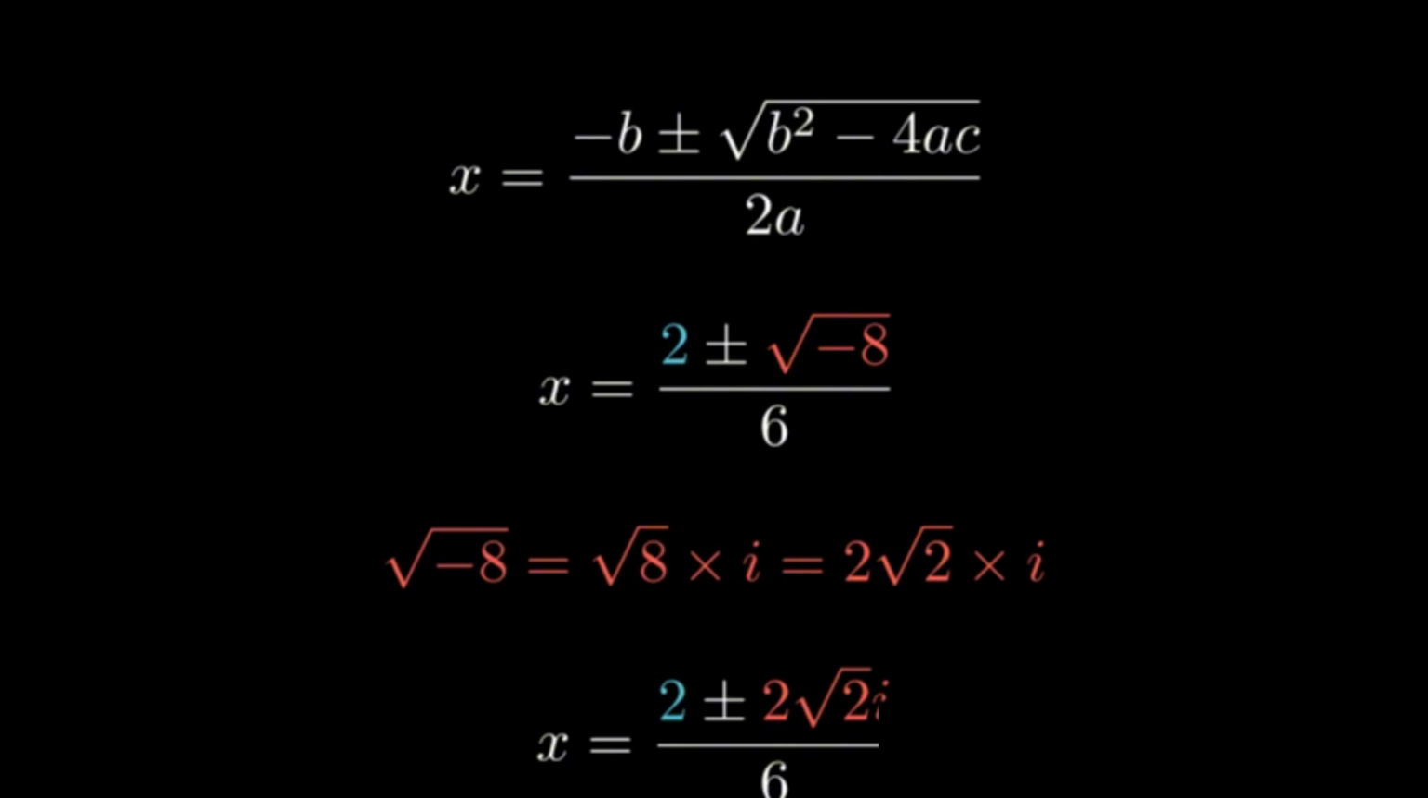So our solutions are x equals 1/3 plus the square root of 2 over 3 times i, and x equals 1/3 minus the square root of 2 over 3 times i. Notice that these two complex solutions are conjugates of each other. They have the same real part, but opposite imaginary parts. This is always the case when solving quadratic equations with real coefficients that have complex solutions.